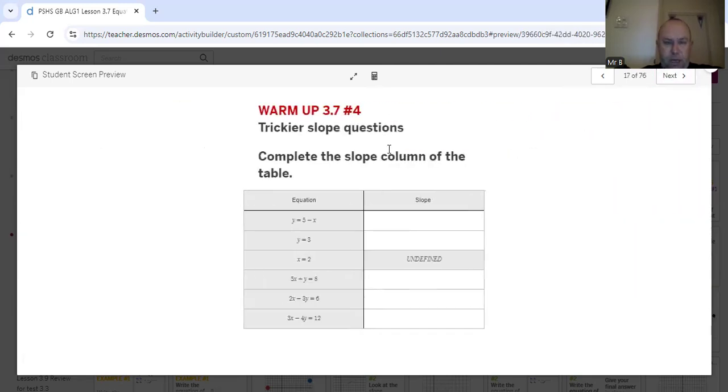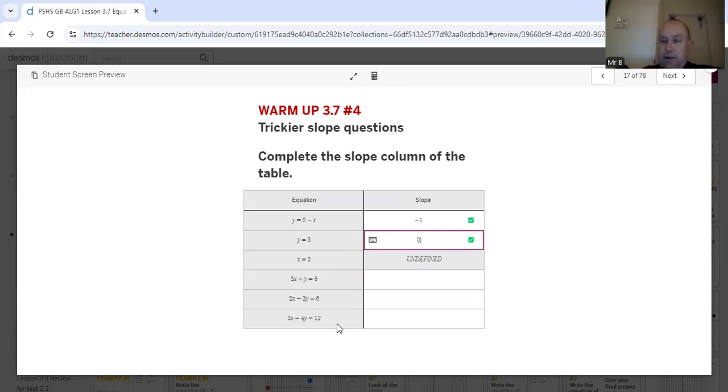Trickier slope questions. Okay, so, well, this one starts with y equals. So the number of x's here, x means 1x, so I know this would be negative 1. Y equals 3, as there's only one letter, I can use Hoy and Vux for this one. So the O is 0. X, I had to do this one because it wouldn't let me type in undefined. But X, just a single letter, so Vux, VUX, so U is undefined.